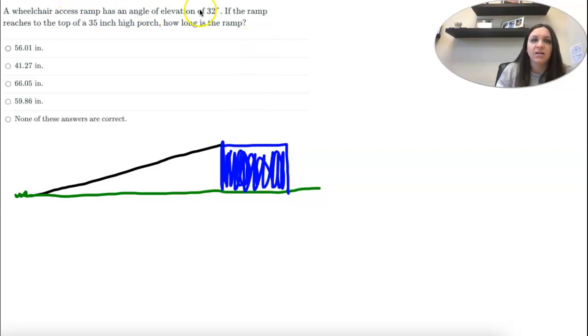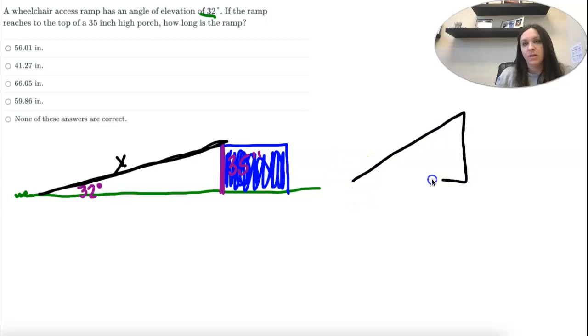Okay, so it's saying the angle of elevation, so that is this angle. It's 32 degrees. And it's going up to a 35-inch high porch. So this is 35 inches high. And it's asking how long is the ramp all the way up to the porch? Okay, so we have a triangle. Here's our right angle. This is 35. The angle's 32, and we're trying to find x.